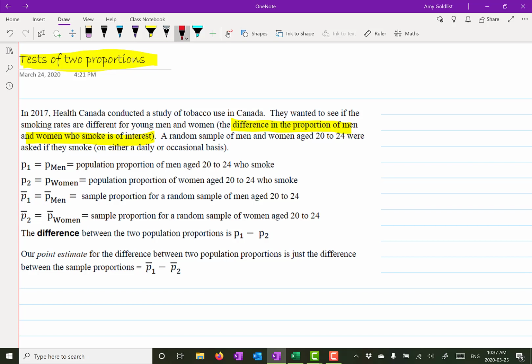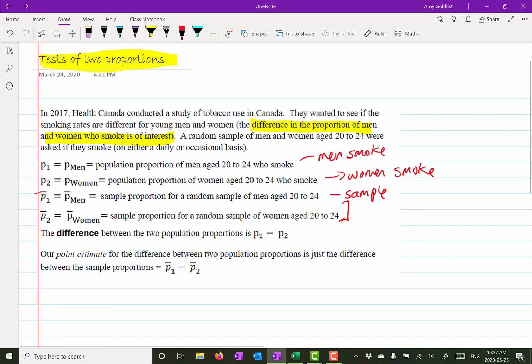P1 is the proportion of men who smoke. P2 is going to be women who smoke. P1 hat is going to be our sample proportion, and same with P2 hat. So these are the things we are looking at. Just circle that. The difference between our two population proportions is P1 minus P2. I am going to take a second and note that sometimes you'll see this drawn as pi 1 minus pi 2, but we're going to use P today.